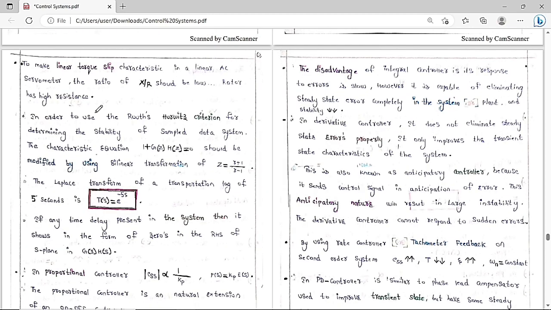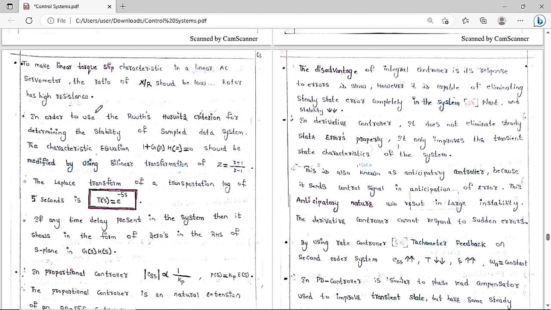I am going to discuss the other point. Listen carefully. To make the linear torque slip characteristics in a servo motor, the ratio of X/R should be low. The motor has a high resistance. So basically, to make the linear torque slip characteristics in the case of a servo motor, the ratio of X/R should be very, very low. It indicates that the rotor resistance is high when compared to the value of X.